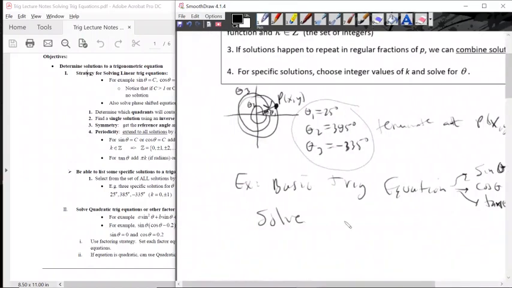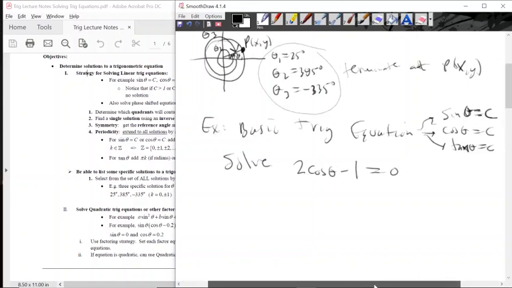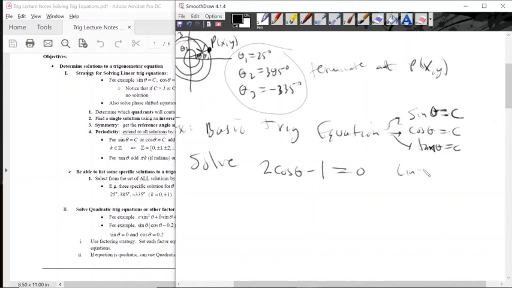All right, let's solve the equation 2 cosine theta minus 1 is equal to 0. Okay, so I would call this a linear trigonometric equation. Linear because the trigonometric term is to the power of 1. So I'm going to say it is a linear trigonometric equation.